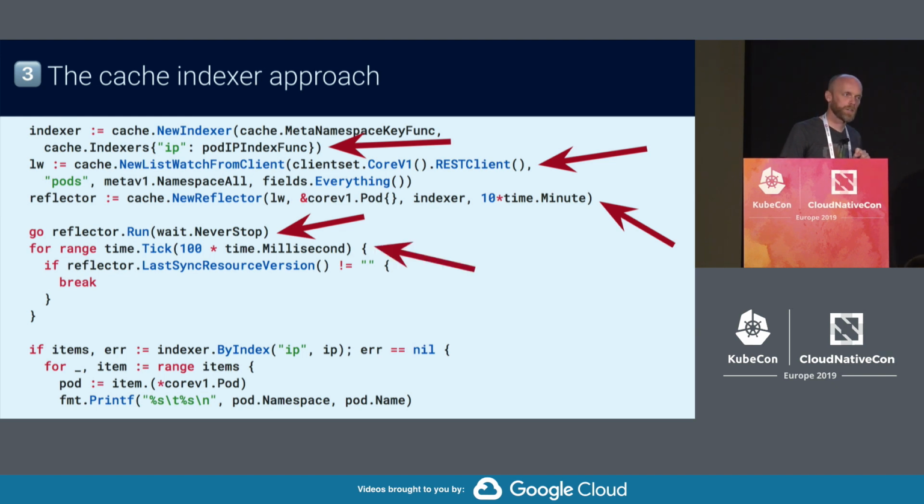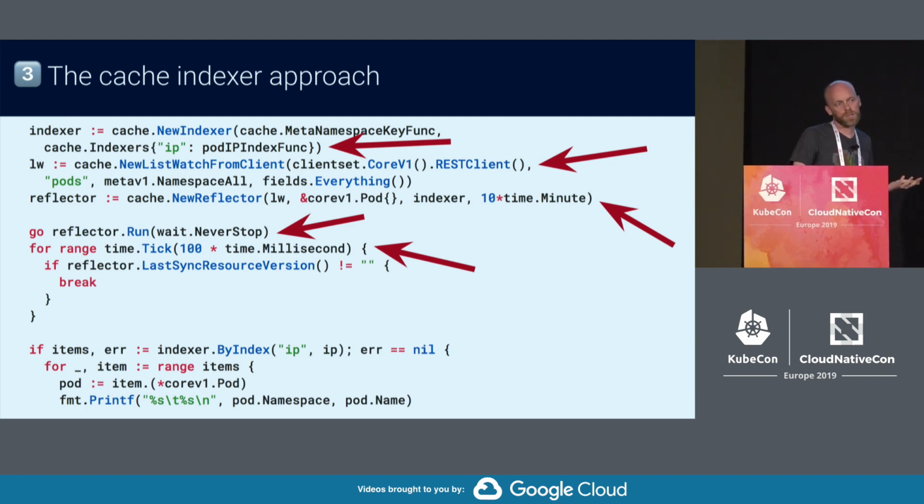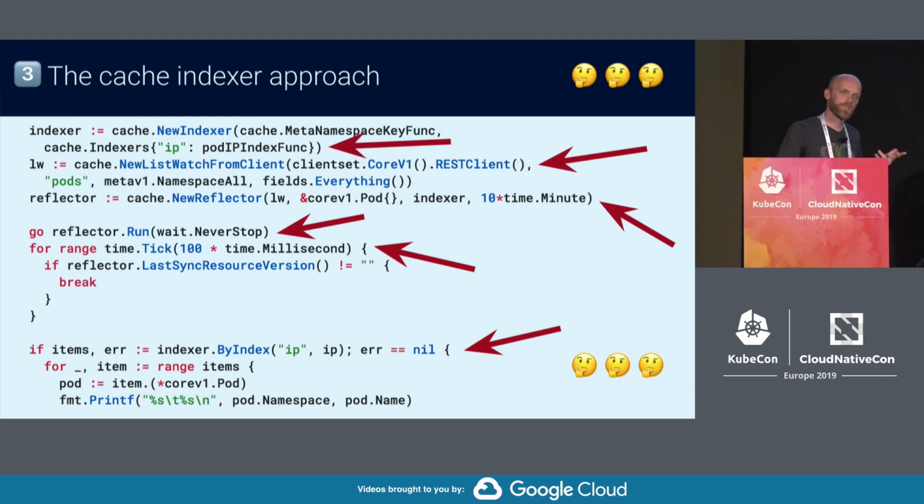And every 100 milliseconds, we check to see if the reflector's last resource version has been updated, which tells us that it's fully synced. So now we're no longer doing an arbitrary sleep, at least. And then when it's fully synced, we can proceed with the script, and we can find the pod by IP address. And I will just tell you that this seems pretty complicated. So it gets my 3 thinking face emoji.